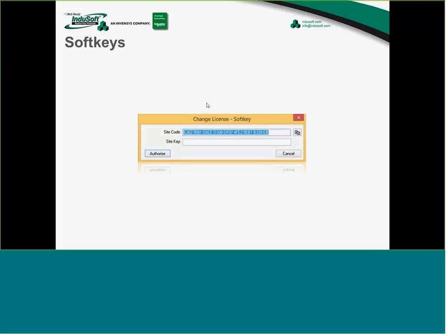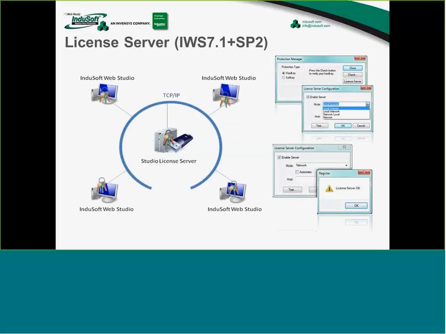That's the only way. When you buy it from us, you have to send us the site code. We're going to give you a site key with the license that you purchased. You paste it in the site key field, you click authorize, and then you get your license. And then the license server, it's a little key you put on the server, your license will propagate to all the other stations.